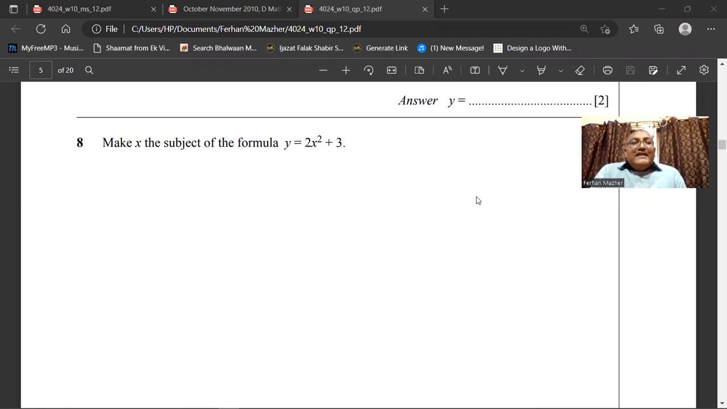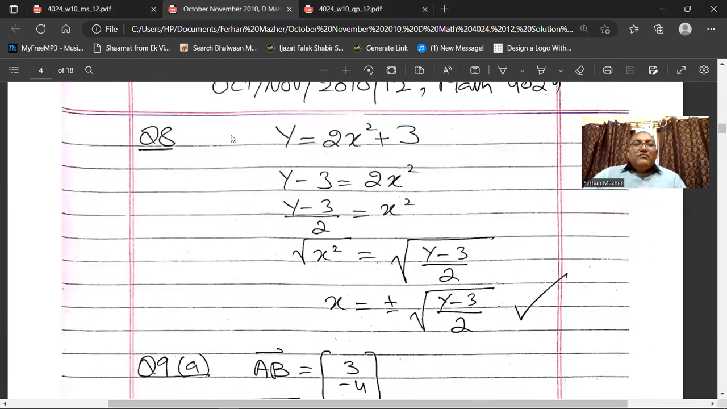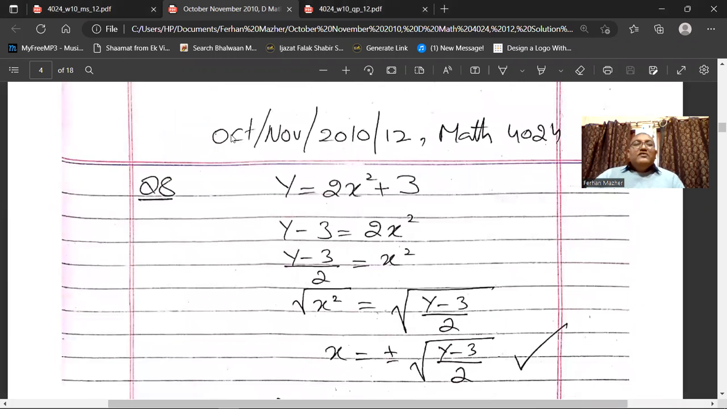Question number 8, he says make x the subject of the formula y is equal to 2x squared plus 3. So when you make the subject of the formula, you bring that alphabet on one side of the equation and you make it alone. So y is equal to 2x squared plus 3. First of all, this plus 3 will go to the other side. So you will have y minus 3 equals 2x squared.